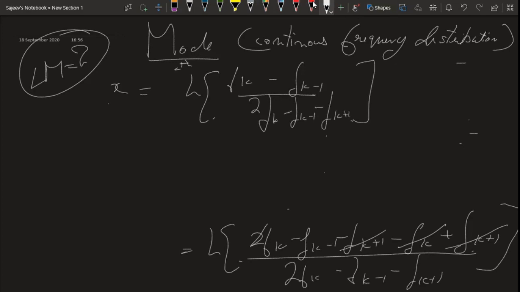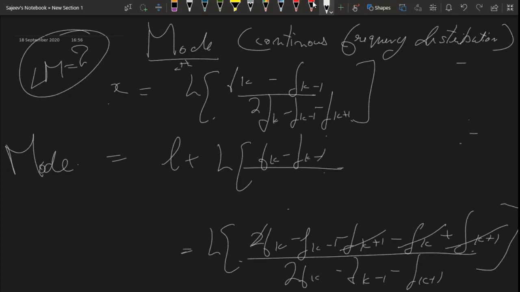So our mode finally comes to this: L plus h into fk minus fk minus 1 divided by 2fk minus fk minus 1 minus fk plus 1. This is the formula for mode.